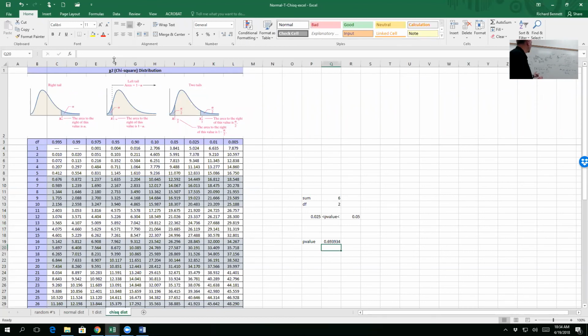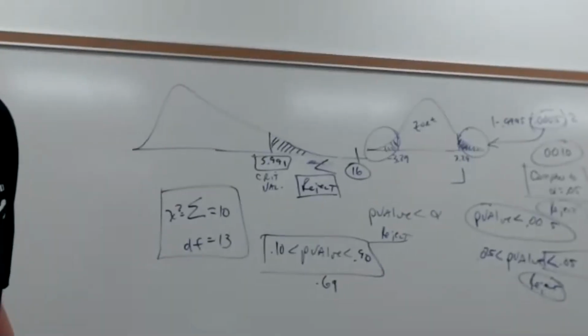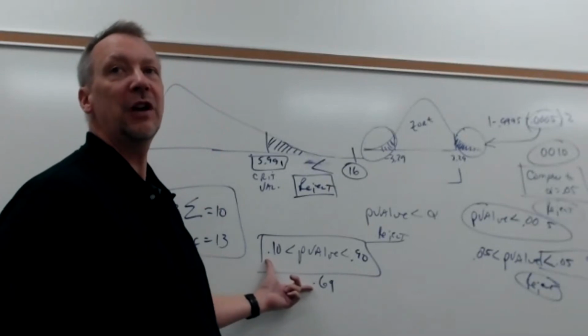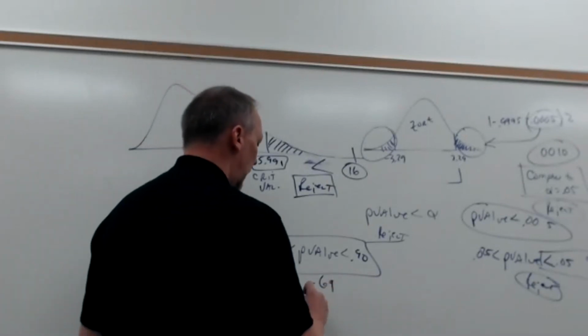Given these values here, my alpha is still 0.05. Would I reject or would I not reject? Do not reject.